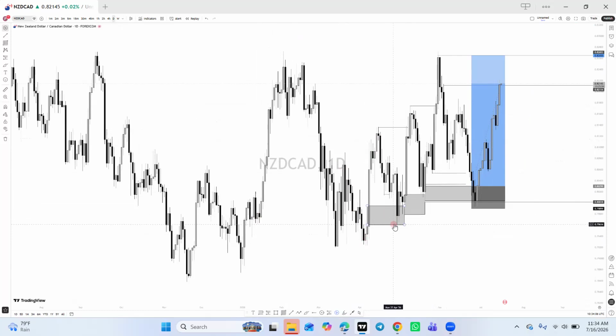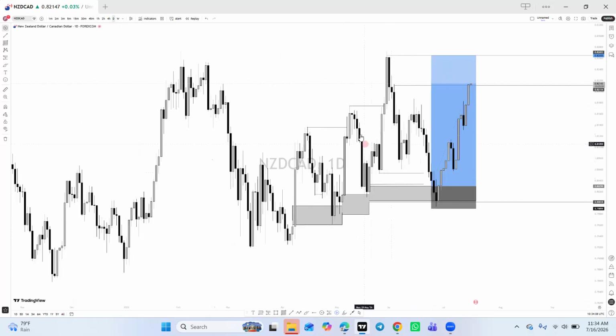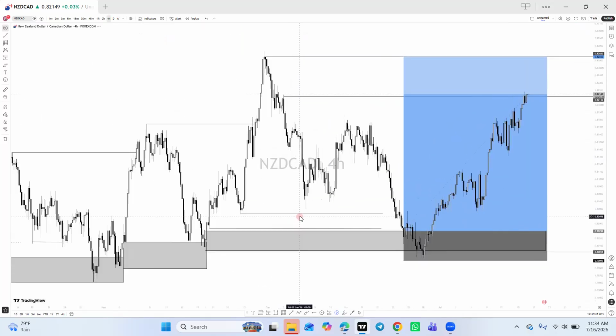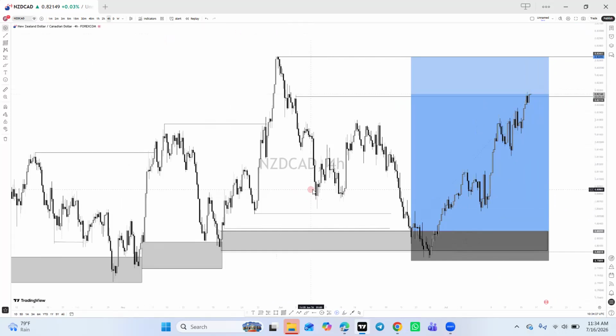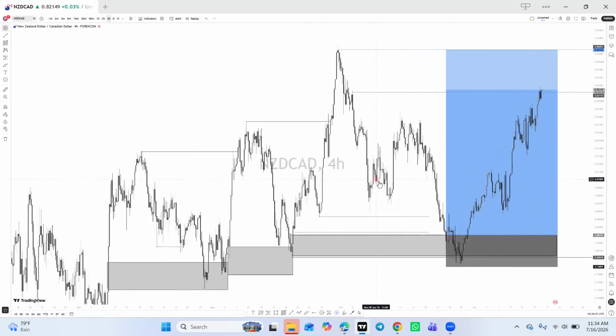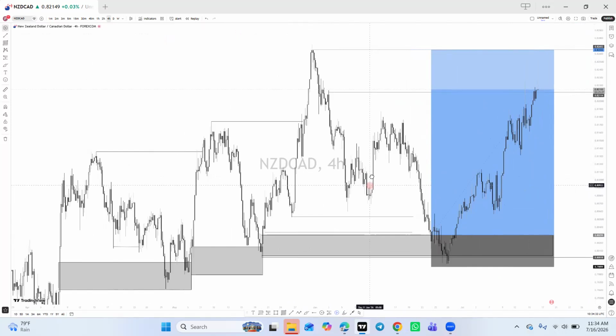Price came back and tapped into it, and then I took this buy here again. And then price gave me a break of structure, came back to tap into this other block again, I took the trade again, had another break of structure, which is a higher high and a higher low, and I have this internal liquidity here. So coming down on the 4 hour, this is where everything was very, very clear. So I decided to take this trade on 4 hours.